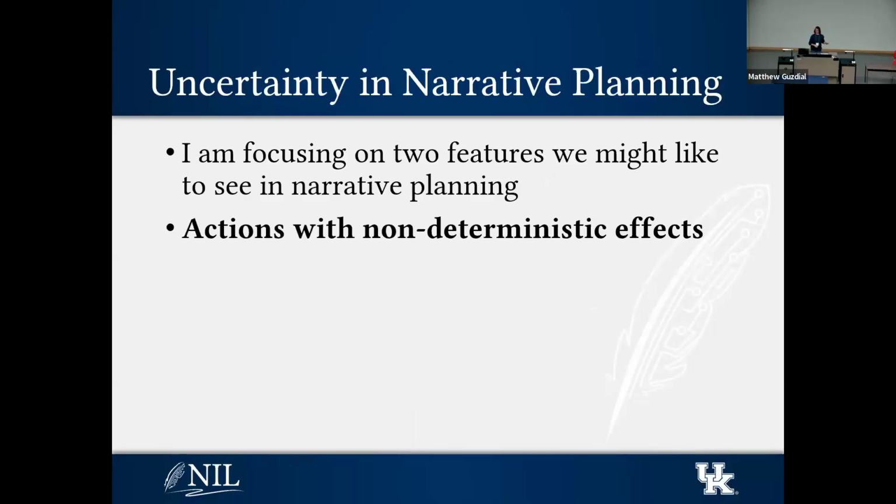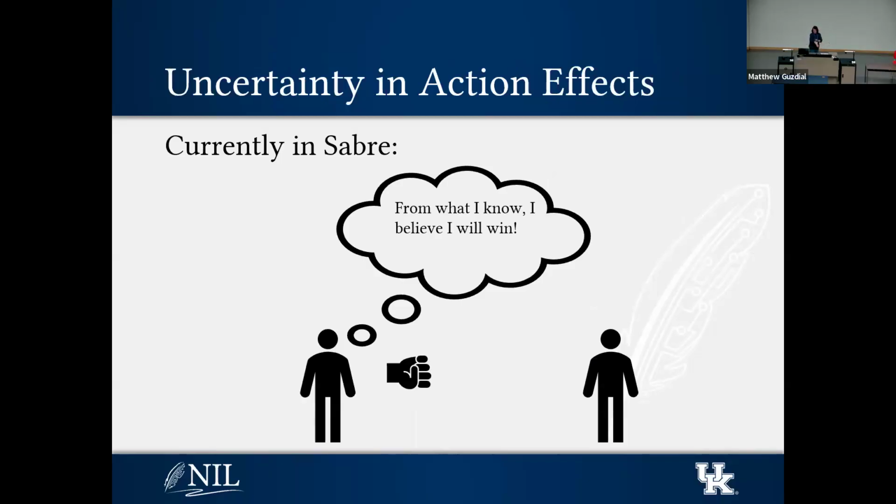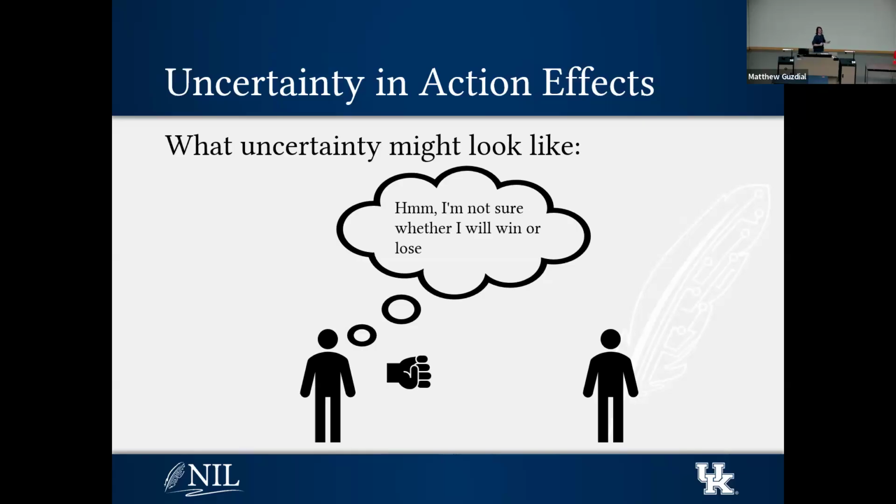The second thing that we're looking at is actions with non-deterministic effects. Currently in Sabre, from a character's beliefs or from the state in general, we can completely determine what is going to happen from an action. Like a character deciding to fight another character might know that they're going to win because they're armed. What we might want to see is that even though they have full knowledge of the state, or the planner has full knowledge, we don't know what the outcome is going to be. The person who is attacking might win or they might lose, and then it is up to the planner to decide which outcome to pick.